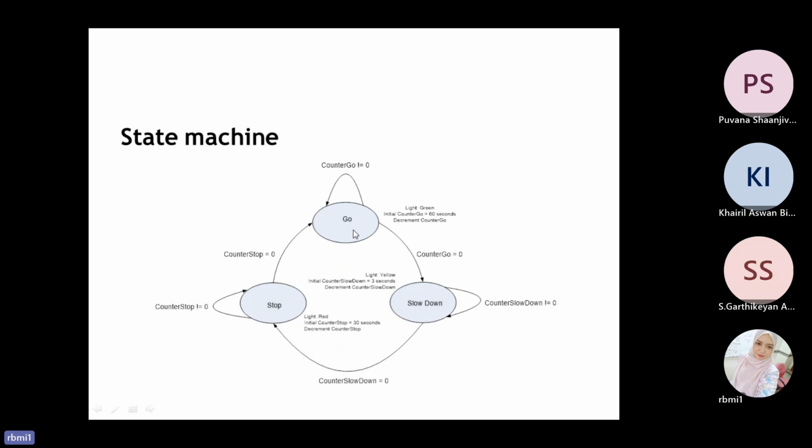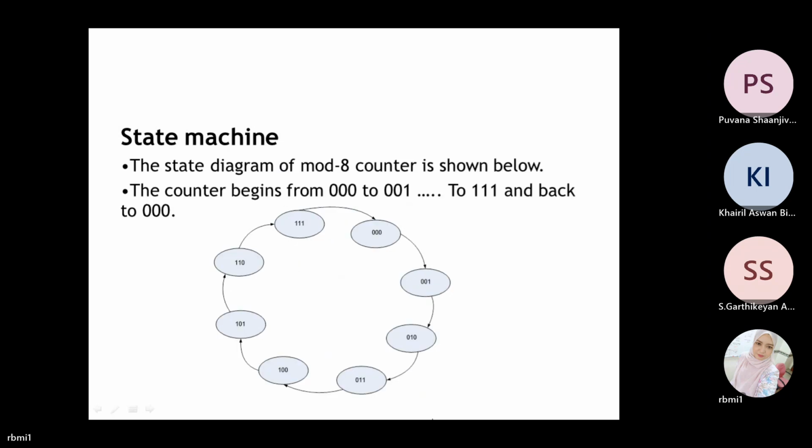Actually, this one we can represent in binary. This is the state diagram of a mod-8 counter. We also call it an 8-bit binary counter. The 3 bits correspond to the 3 different states. This state diagram is made using a synchronous counter.